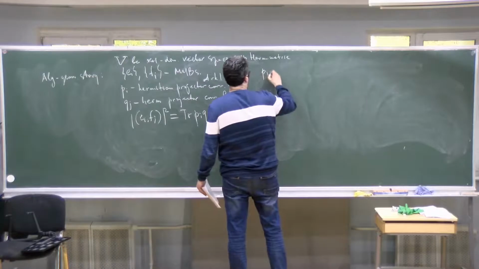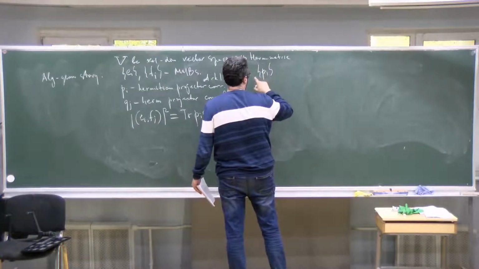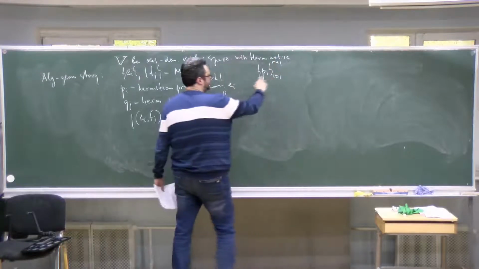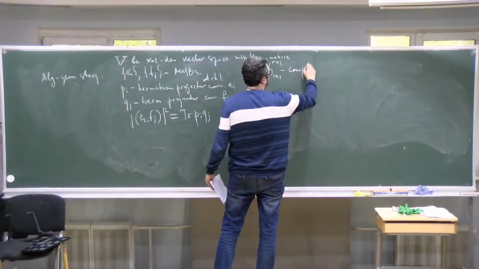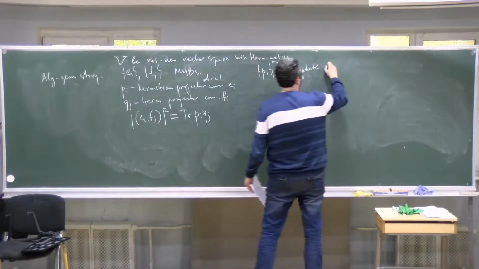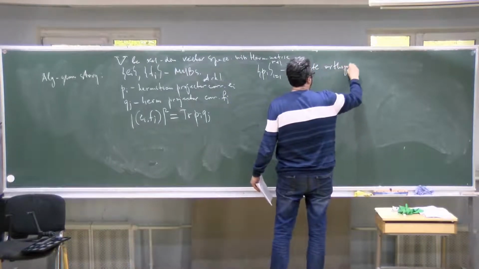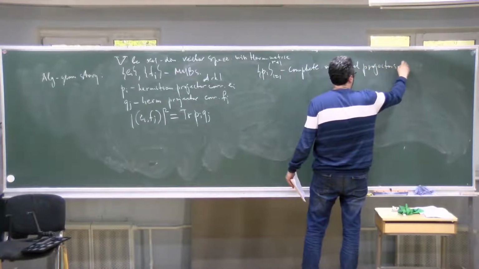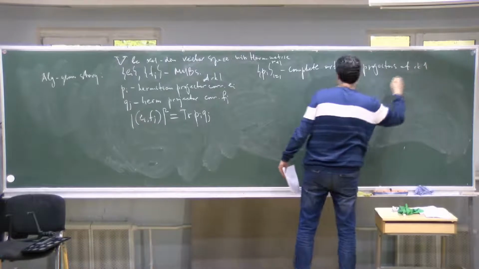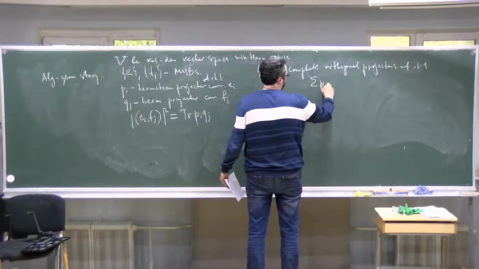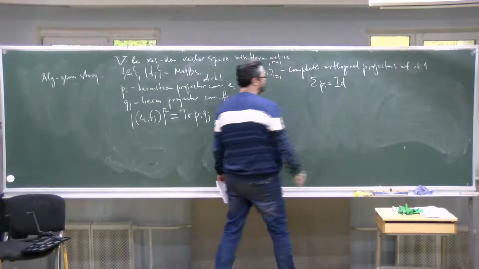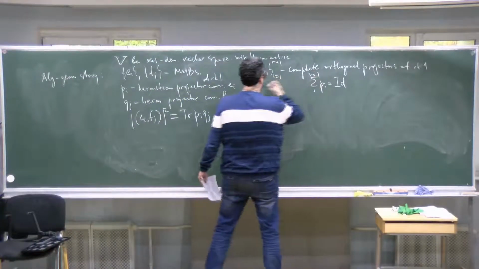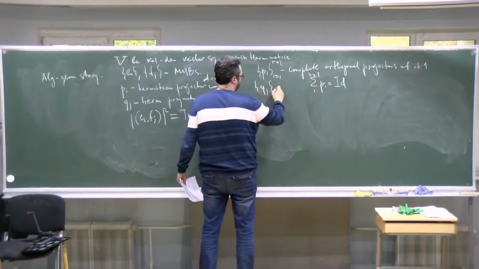Assume that we have a complete collection of orthogonal projectors of rank 1. It means that the sum of Pi is the identity operator. And Qj, analogously Qj.